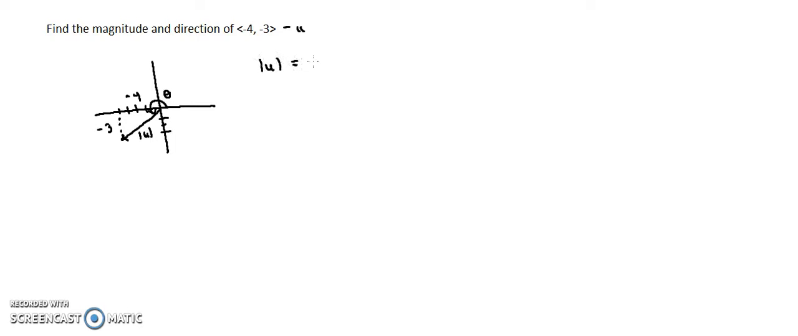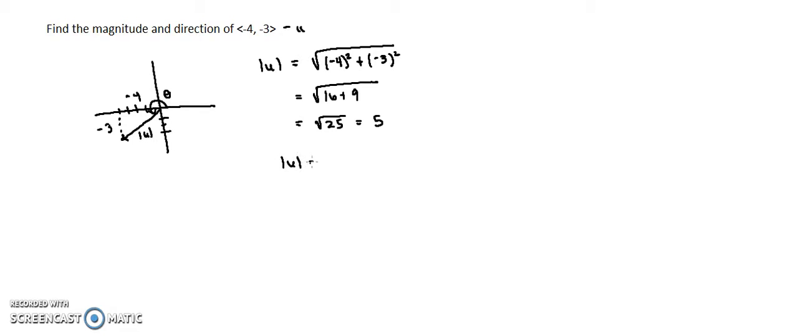The magnitude of u is going to be equal to the square root of -4 squared and -3 squared. Okay, order of operations, remember we're going to square that whole thing. So we're going to have 16 plus 9, and of course the square root of 25 is equal to 5. So magnitude of u is equal to 5.